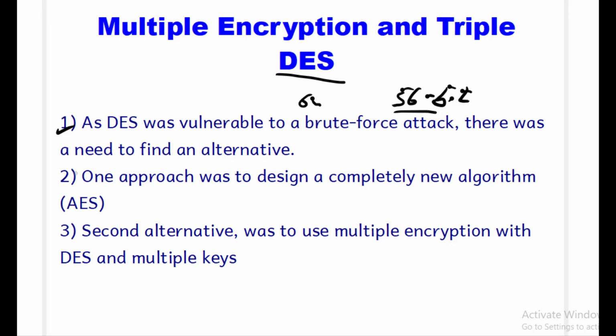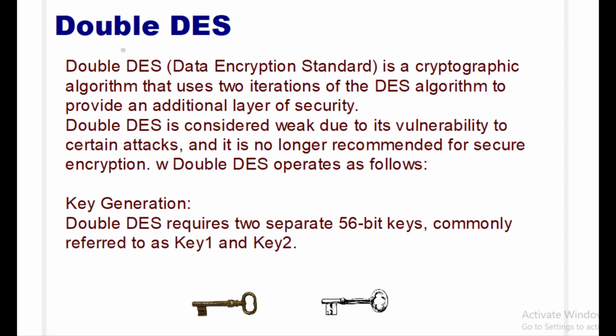So we need an alternative for this. One of the alternatives was using AES, which we studied in the previous sessions, and the second alternative was using multiple encryption using DES with multiple keys. So we'll see how we can actually enhance DES. The first version is using double DES. So what is double DES? Double DES is a cryptographic algorithm that uses 2 iterations of DES to provide an additional layer of security. So here we can imagine we have 2 layers, we are doing this encryption twice.